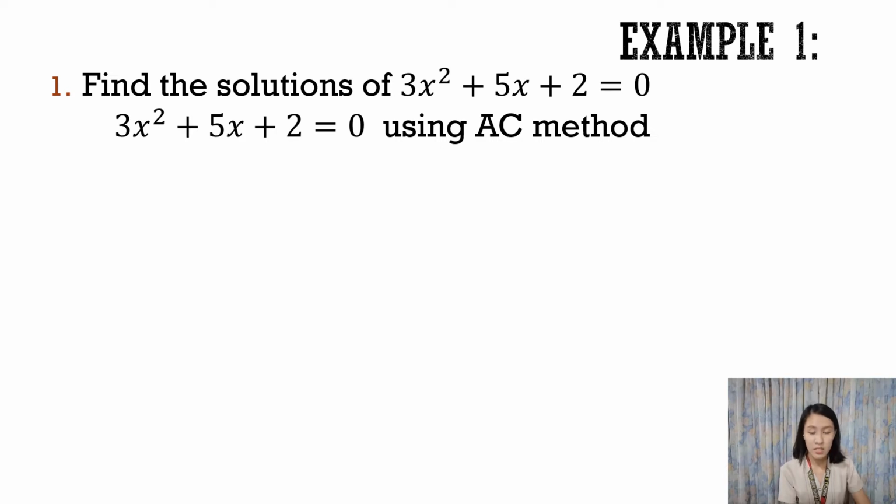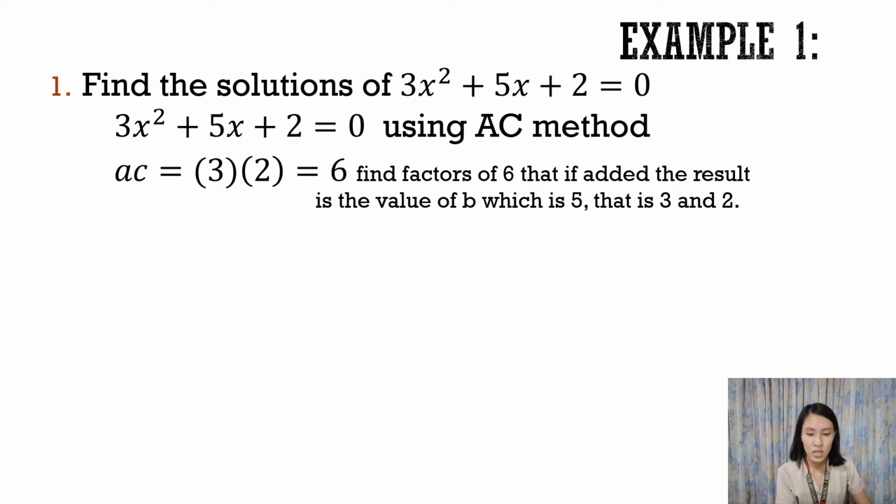Since the given is already in standard form, we can move on to the next step, which is to multiply the values of A and C. So A times C, or 3 times 2, is equal to 6. We need to find factors of 6 that if added, the result is the value of B, which is 5. What are those factors that we multiply, and then if added, the result is 5? Those factors are 3 and 2.